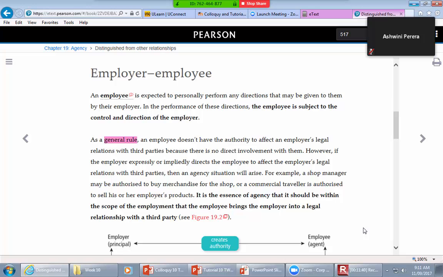So it says, however, start with the general rule saying the employee doesn't have the authority to affect an employer's legal relationships with third parties because there's no direct involvement with them. The exception: if the employer expressly or impliedly, and this is how you're going to create this kind of relationship we call agency. If the employer either expressly or impliedly. So what do we mean by expressly? Do you know by now what we mean by that? If I say that the employer has expressly given this employee the authority to deal with third parties, how would you know it's express authority?